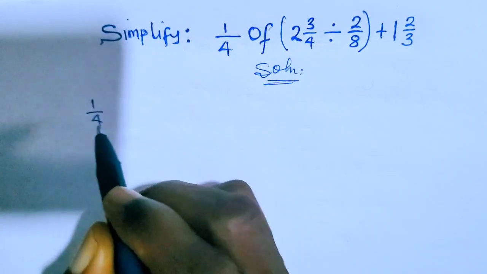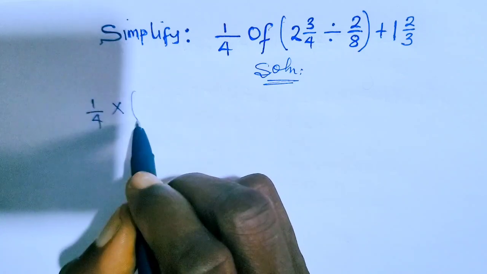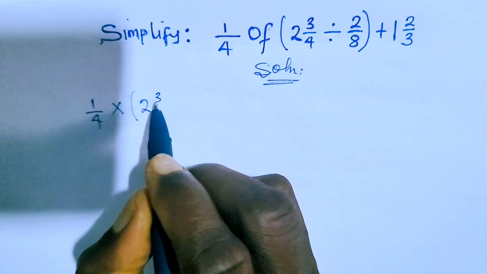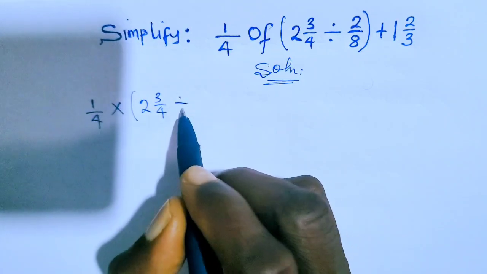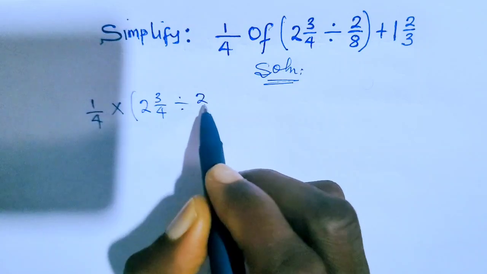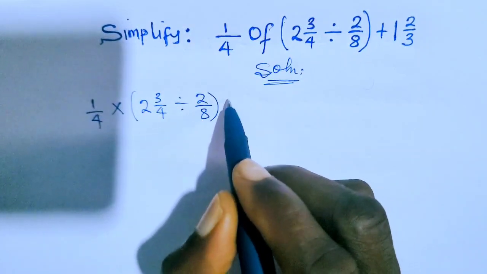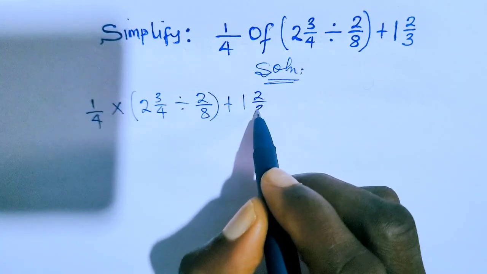1 divided by 4 multiplied by, into we have 2 and 3 over 4, divided by 2 over 8 plus 1 and 2 over 3.